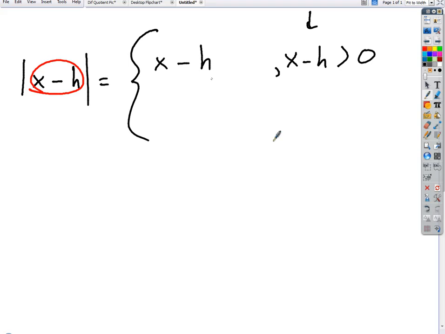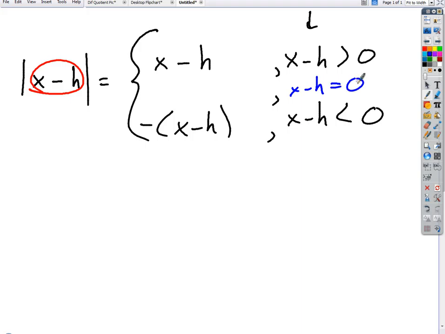But what if x minus h is negative? What do we have to do then? We have to multiply everything that we input by -1. So we get minus the quantity x minus h, right? And then in the event that we get this in-between case, where x minus h actually equals 0, then we're putting 0 into our absolute value function. And what do we get back? 0.